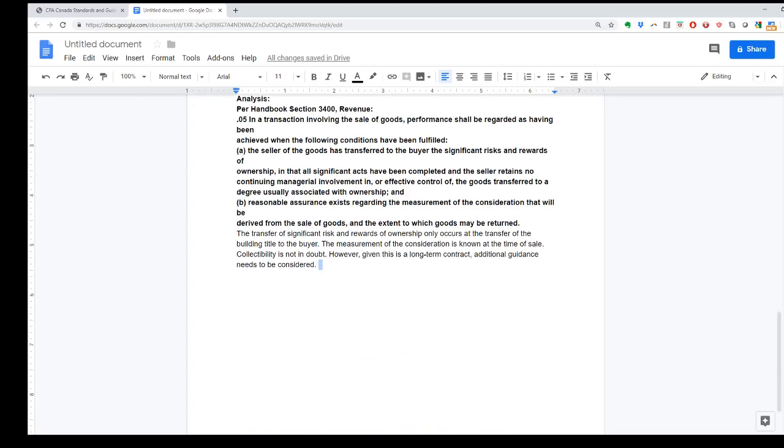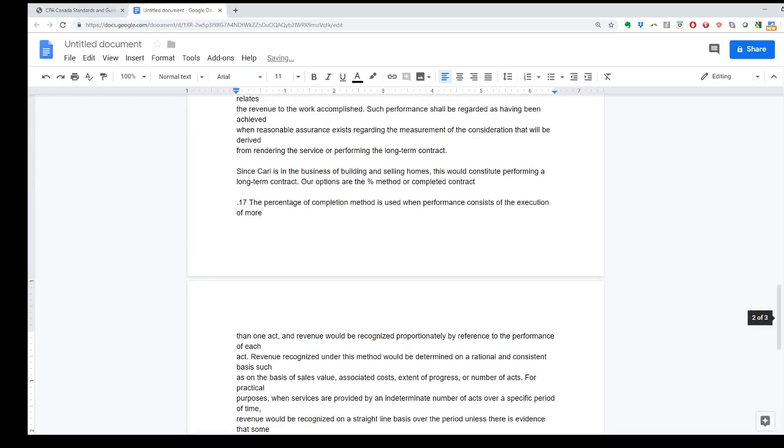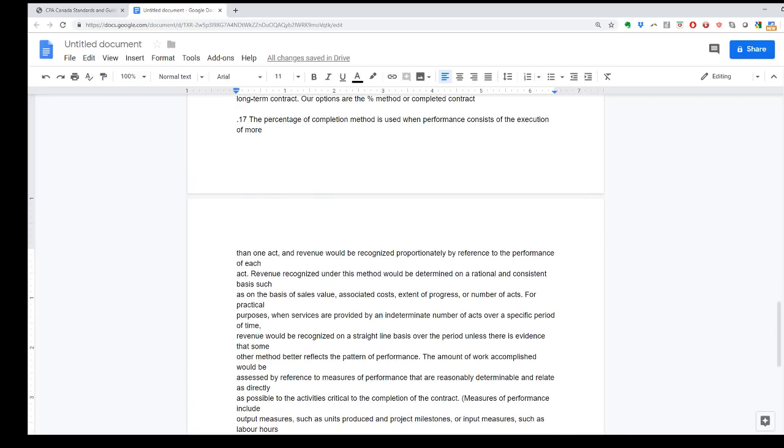So now I've got to talk about long-term contract, right? Because it's a project over more than one period of time, again, just copy from the handbook. And then since Carl is in the business of building and selling homes, this would constitute performing a long-term contract. Our options are the percentage method or completed contract. So taking the handbook sections, again, paragraphs 17 and 18, the formatting is not very good, but let me see.